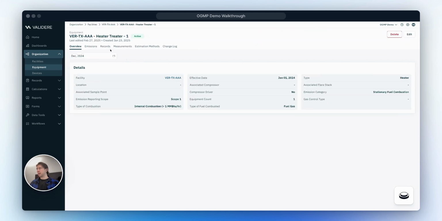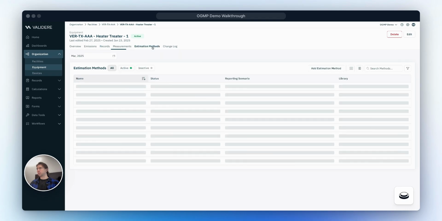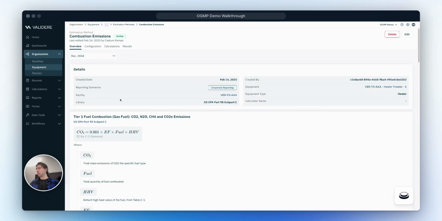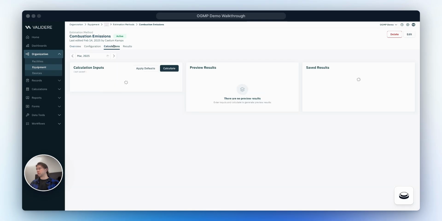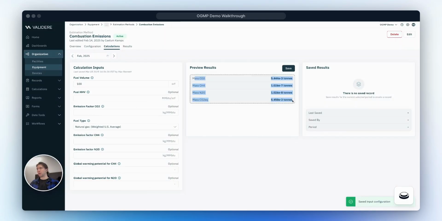And on these equipment, I am able to ingest record data, which then is used to inform the bottoms-up emissions factor-based quantification. So for this heater treater as an example, we can see that we're using fuel volume to quantify emissions as an output. And I can actually run this calculation on this individual piece of equipment to get our estimated emissions output for the bottoms-up subpart W style OGMP level 3 quantification.